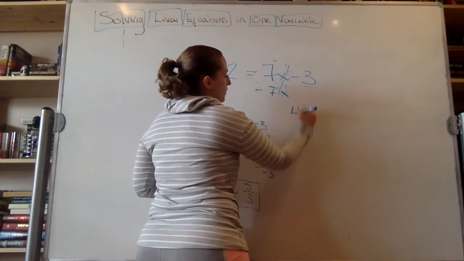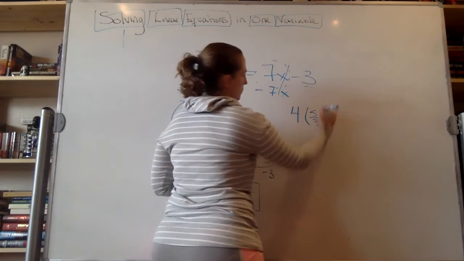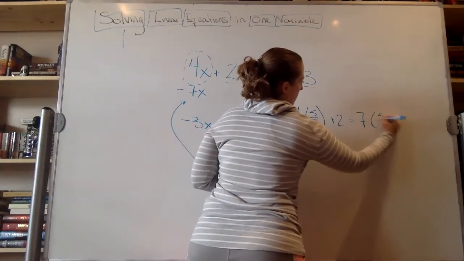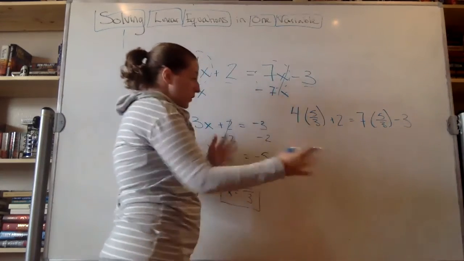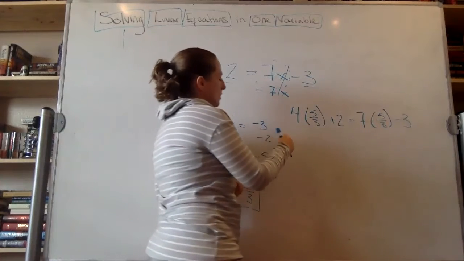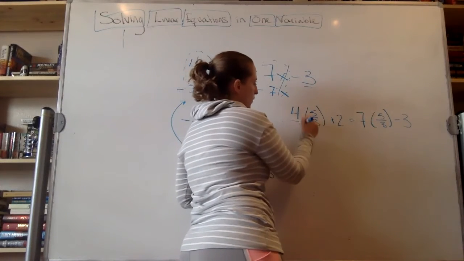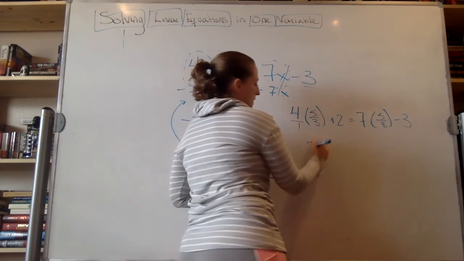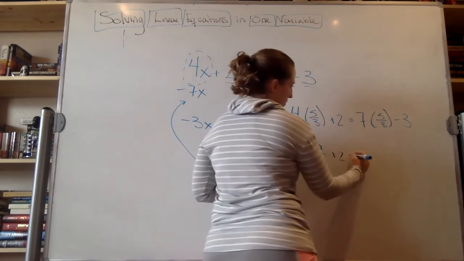So if I do 4 times, we're replacing our x with 5/3, plus 2 equals 7, replacing our x with 5/3, okay? I should get that these two halves, this half and this half, are equal. Let's confirm that. When we multiply fractions, I can think of 4 as 4 over 1, and I multiply numerators. 4 times 5 is 20. 1 times 3 is 3, so I have 20/3 plus 2 equals.